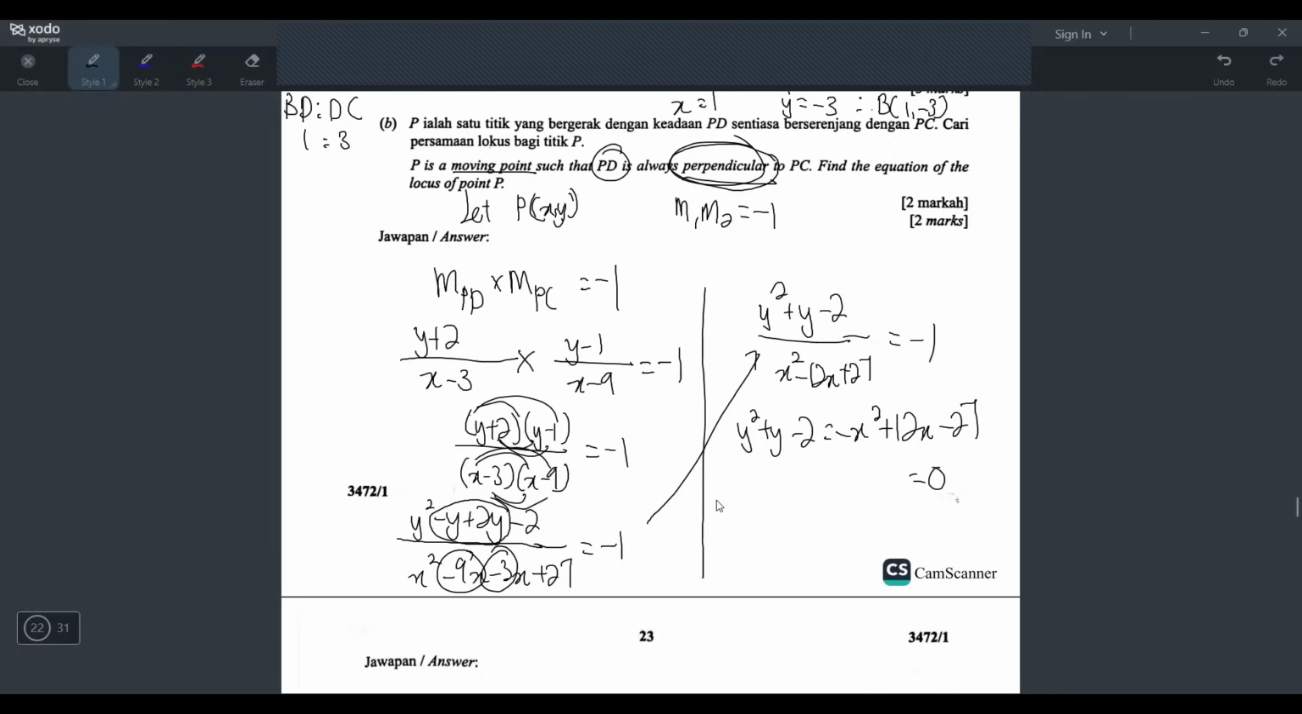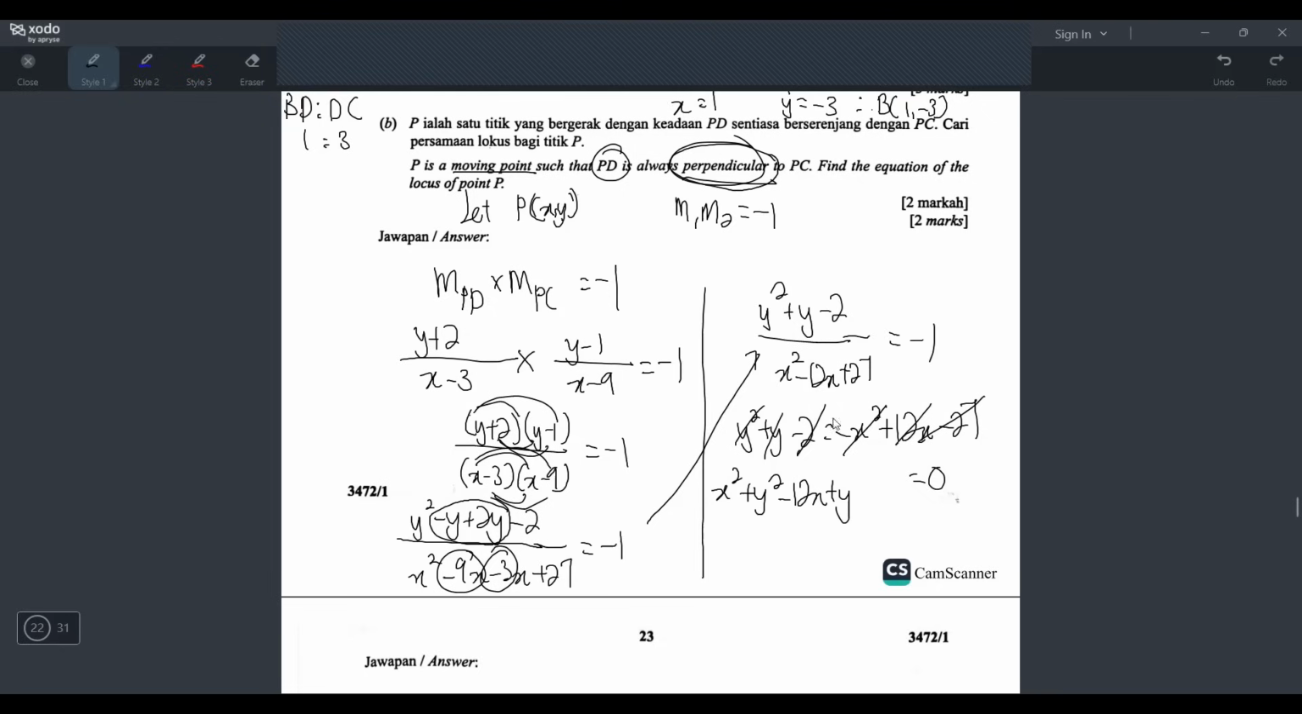So the x square have to tulis dulu. So negative jadi positive x square. After you write x square, you have to write y square. After you write y square, you have to write the x, but the x is on the other side. So when you move here, it becomes minus 12. And then plus y. And then the last step is the number, -2, but have to plus with 27 because this one have to pindah sini.